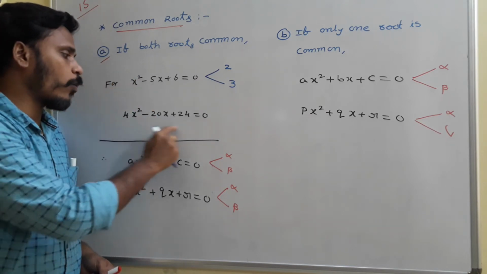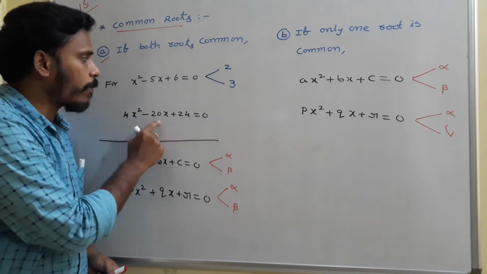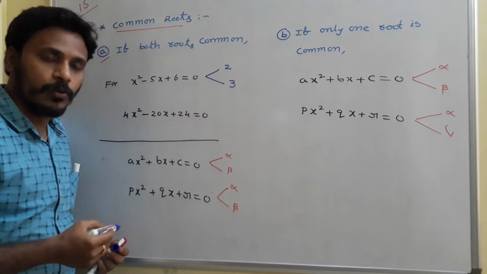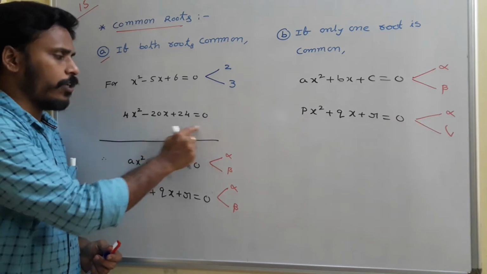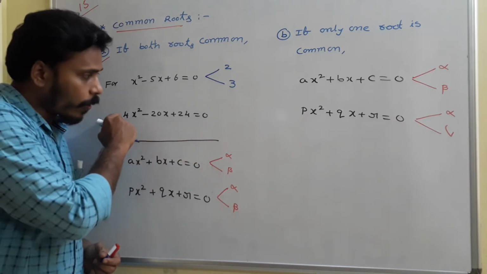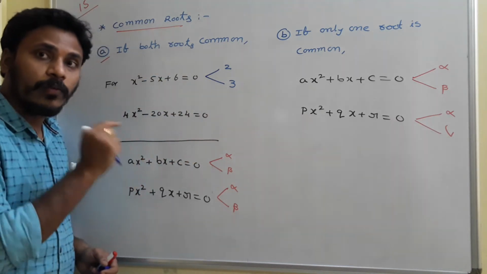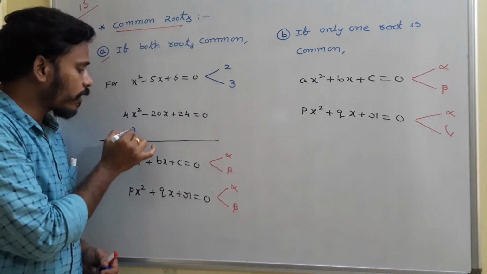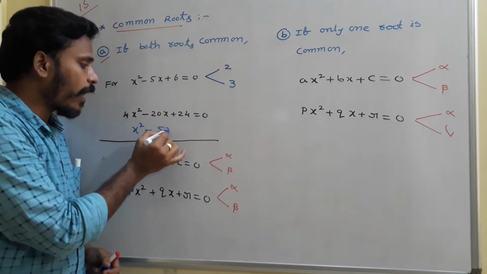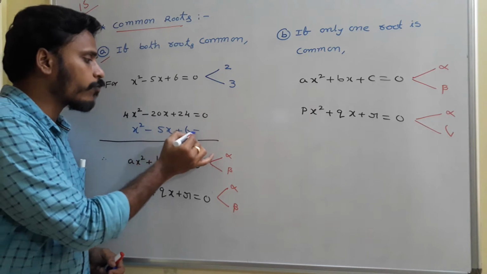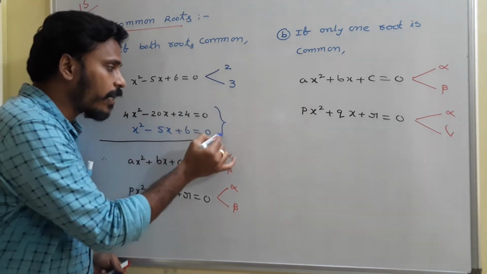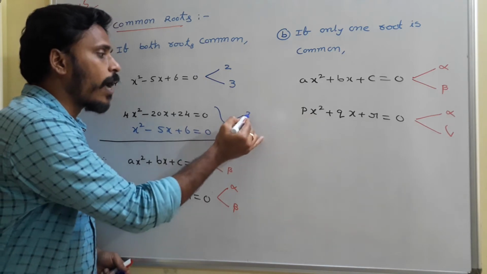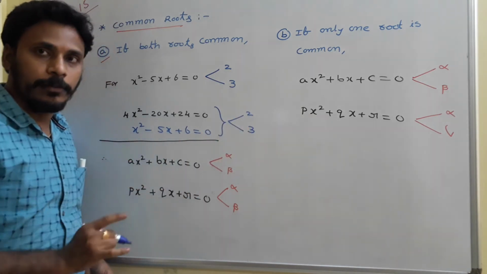And now I have another equation, 4x square minus 20x plus 24 is equal to 0. What to say about its roots? See, just a small change. If you divide the whole equation by 4, what will happen? If you divide the complete equation by 4, again you will get x square minus 5x plus 6 is equal to 0 itself. That in turn represents that this equation also has roots 2 comma 3 only.